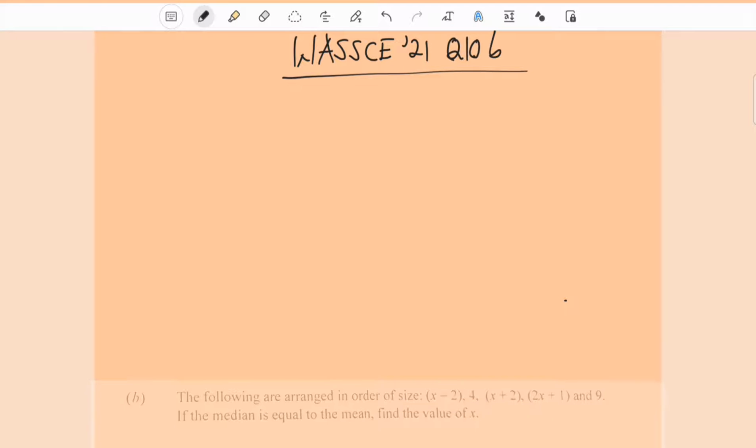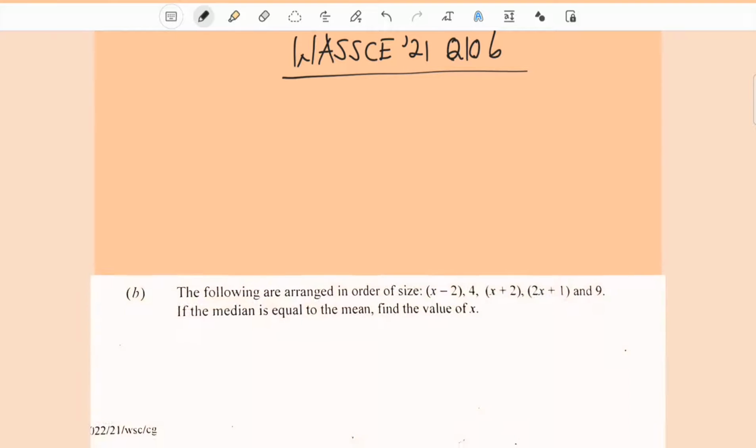Let's read the question. It says the following are arranged in order of size: x minus 2, 4, x plus 2, 2x plus 1, and 9. The question says that if the median is equal to the mean, find the value of x.